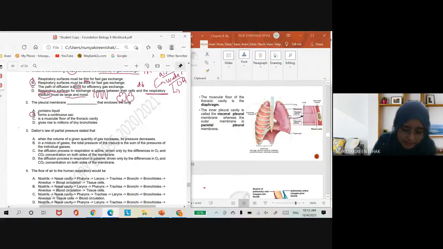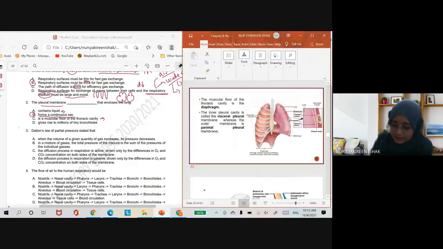Pleural membrane forms a continuous sac that encloses and protects the lung. Containing fluid is the cavity. The membrane alone does not contain fluid, but between the two layers of membrane you have the cavity that is filled with fluid. Next, the muscular floor of the thoracic cavity. This one describes the diaphragm.